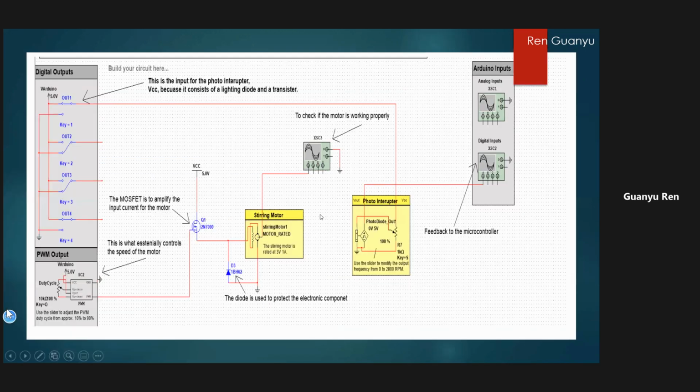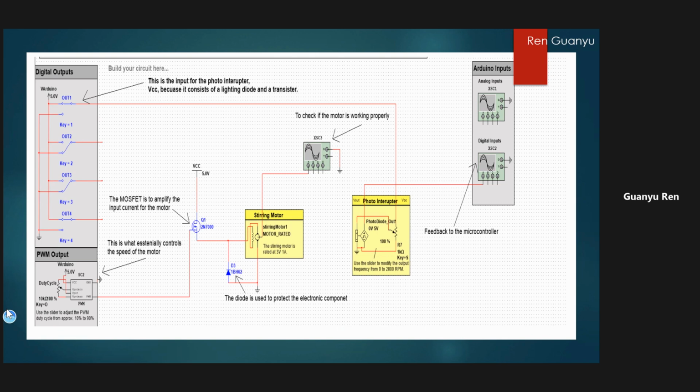So this slide is my circuit design on Multisim. Here on the left-hand side, we can see the digital output from the Arduino, which is connected to the input of the photo interrupter. And the output of the interrupter is connected to the Arduino input in order to provide feedback. Now let's look at the motor we have in the middle.